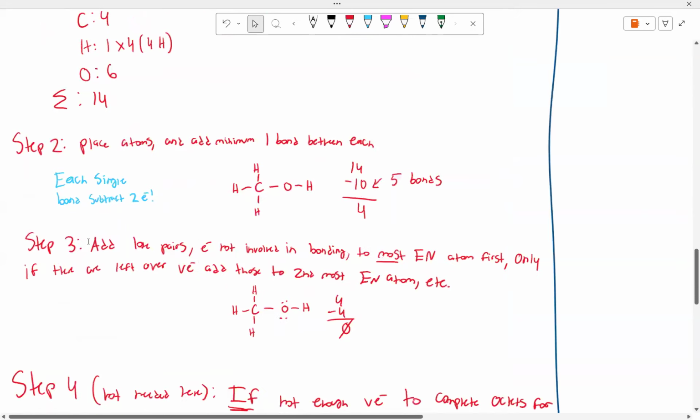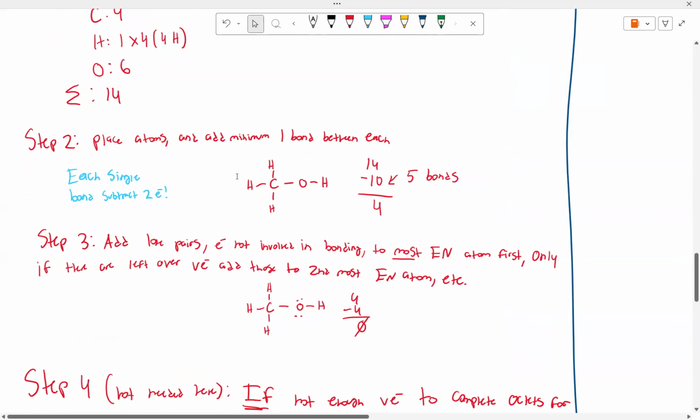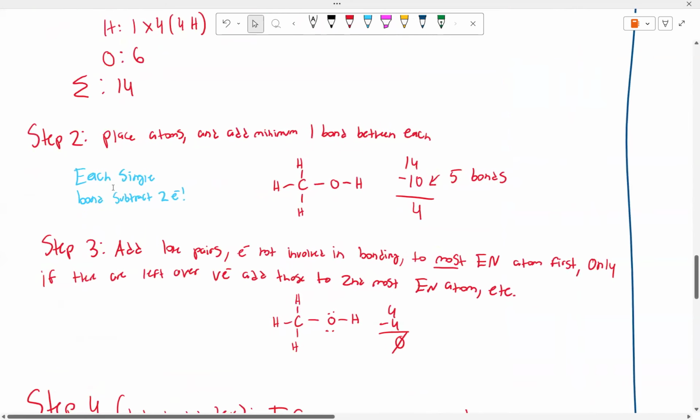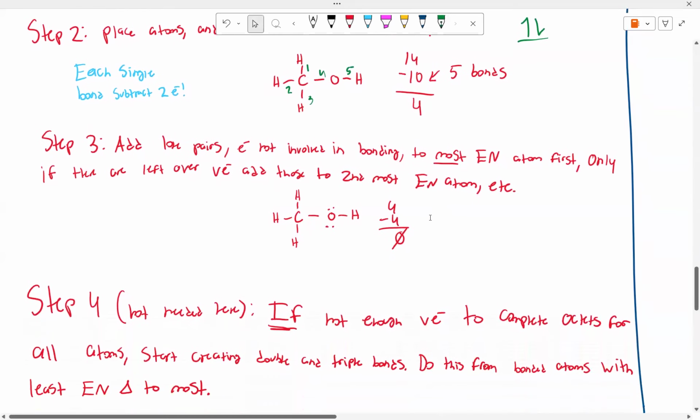The second step is to place the atoms and add a minimum of one bond between each of the atoms. Each single bond is two valence electrons together occupying that shell. Essentially, it contributes one valence electron from each atom. In this case, I have five bonds: one, two, three, four, five. So 14 minus 10 leaves four valence electrons that we need to figure out.